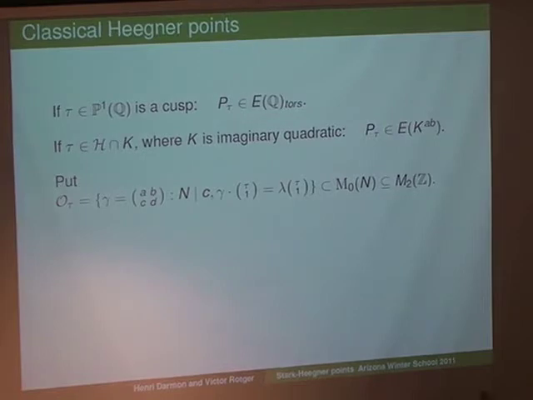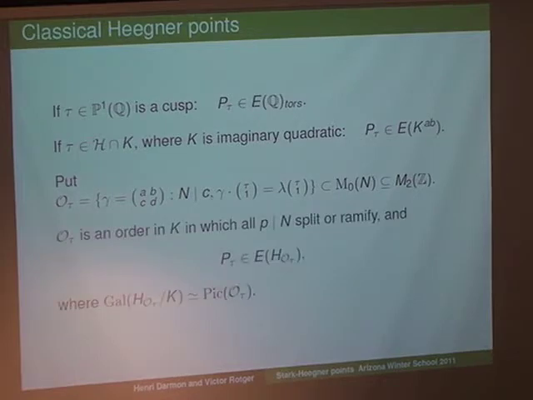If this tau is the tau that I just picked, the tau which also is in K, then this is always an order in K. Okay? And in fact, this is an order in which all primes dividing the level split or ramify. So notice here that I didn't assume from the beginning that all primes P dividing n split or ramify in K. So it could well be the case that P is inert in K. All that I'm saying here is that these primes P split or ramify in the order.